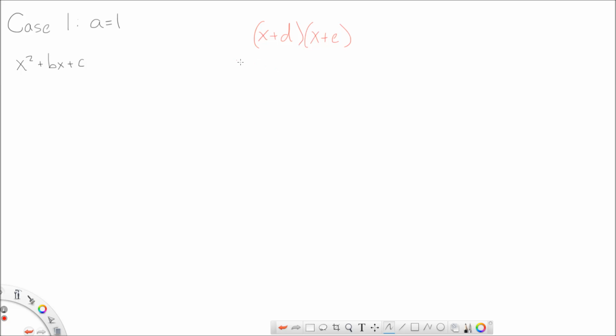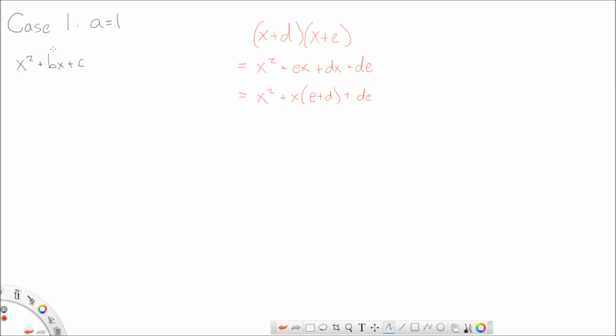Now, if we multiply this out, if we FOIL this, we get x squared. The outer ones give us ex, the inner ones give us plus dx, and the last ones give us de. Another way we can write this is x squared, and then from these two middle terms, you can factor out an x. So that's factoring out the greatest common factor just from those. We're left with e plus d, and then still plus this de.